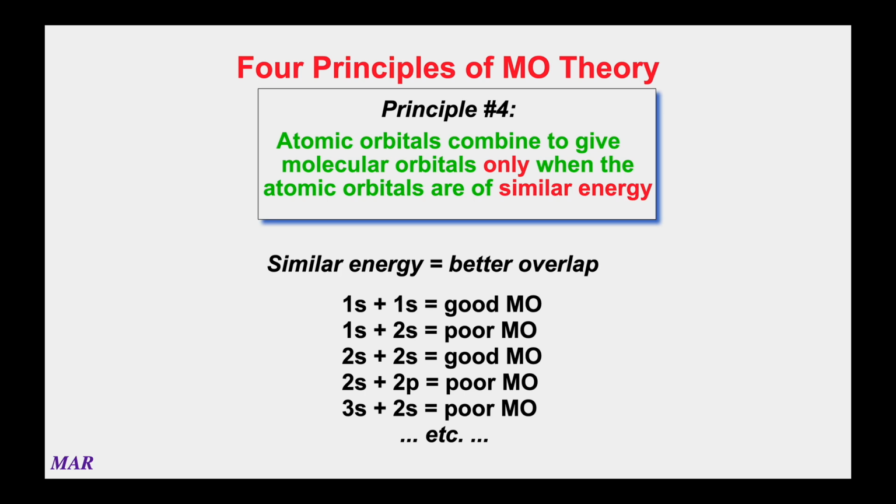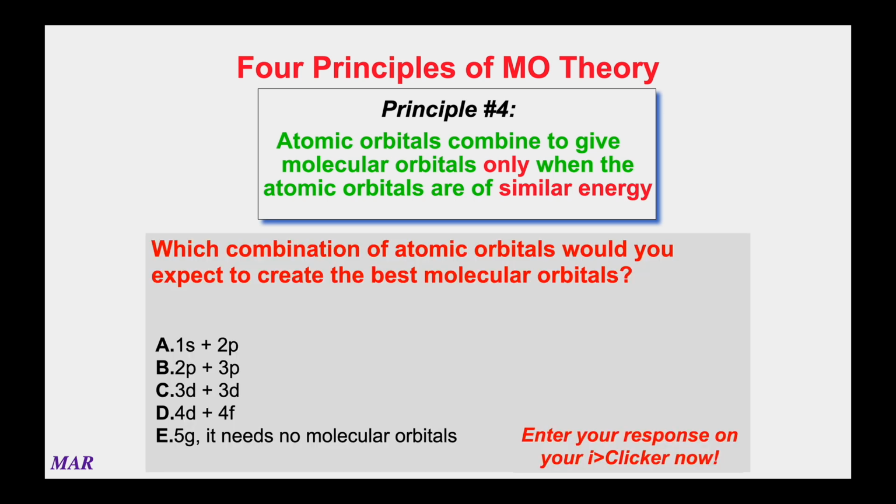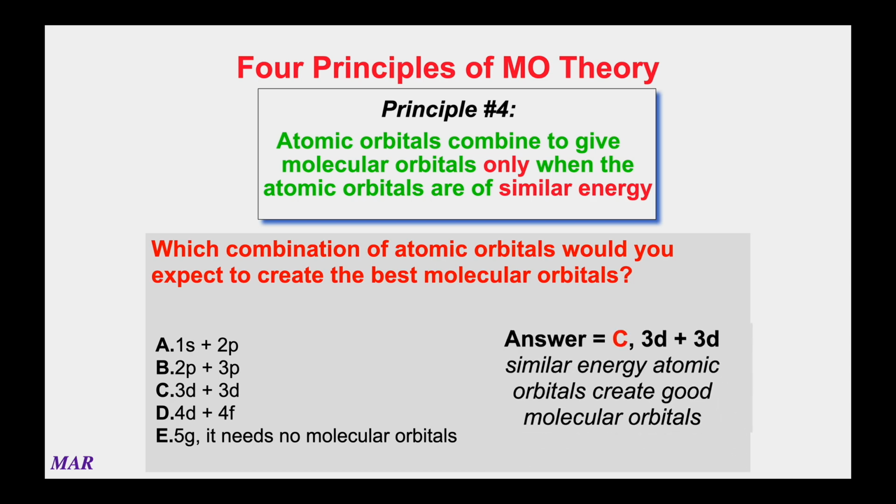So what combination of atomic orbitals would you expect to create the best molecular orbitals? Again, you want to try and pick the ones which are closest to each other as possible. So 1s and 2p? No, I don't think so. 2p and 3p? Probably not. But 3d and 3d, i.e. 2 that are the same, that's going to be a pretty good combination. Now, it's not that 3d won't mix with 4s or something like that, but the best mixing will be when they're like orbitals, 3d and 3d, just like 1s and 1s, etc.